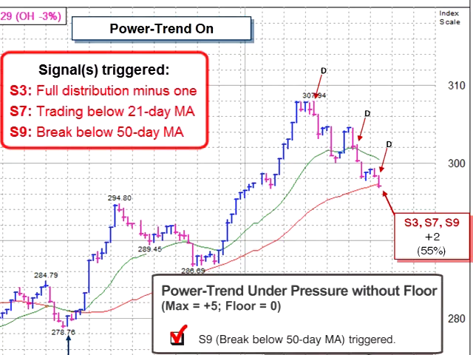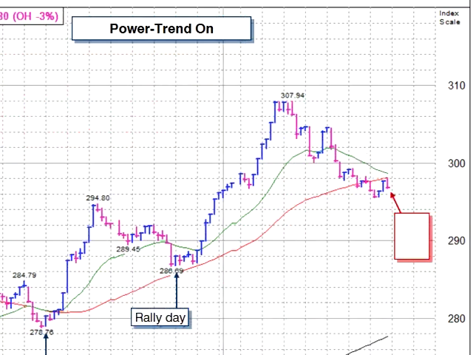What happens to your power trend when you have an S9? It puts it under pressure, and it takes away the floor. So you can go to a 0 count at this point. It doesn't turn off the buy switch, but we're going to act on all of these signals. So we go from a 5 to a +2 on this day. And the power trend, we have no more floor on our exposure, and our max is back at a +5 if we get more buy signals.